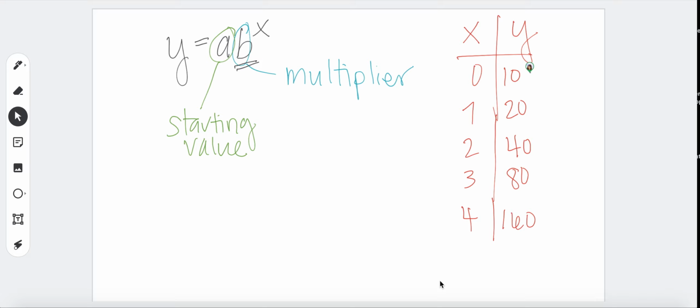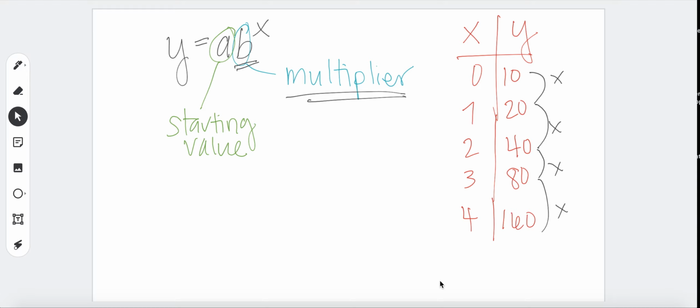All right, so if we're trying to find the b value, we're trying to find the number that we're multiplying by to go from 10 to 20, and then from 20 to 40, and then 40 to 80, and then 80 to 160. So I'm multiplying by the same thing to go from each. That's the thing about exponential equations. You have to be multiplying in order to have an exponential equation. We're not going to add or subtract. We're going to multiply or divide. And that's why this one is called the multiplier, because we're multiplying by it.